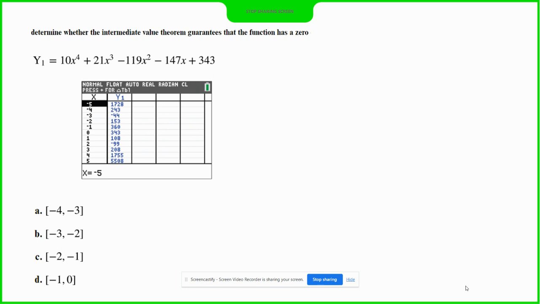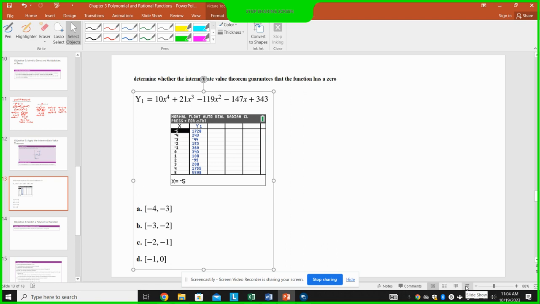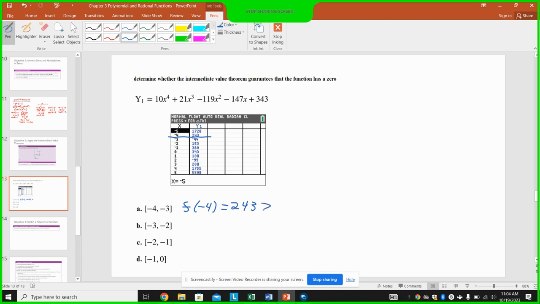All right. So the way this works is super simple. What I'm going to do is figure out what the y value is when x equals -4. So basically I'm trying to figure out what is f of -4. So I go to -4 and it equals what value? 243. Which tells me, is that greater than or less than 0? It's greater than 0, right?